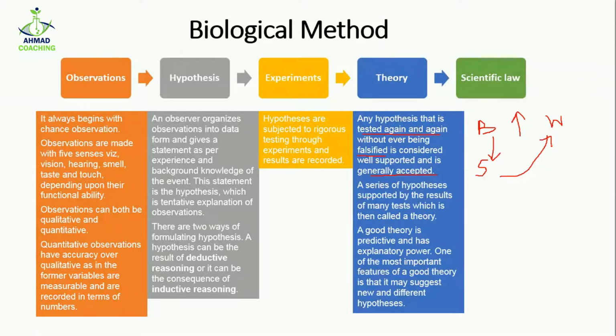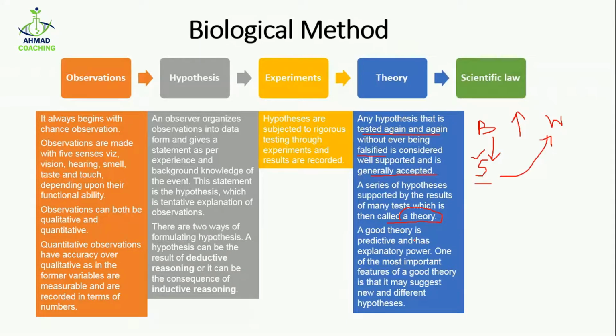If we test this hypothesis again and again, and in the end this hypothesis is not falsified, it means that nobody can falsify it. It means that in the end this hypothesis is going to be accepted and we can say that the sparrow has wings. A series of hypotheses supported by the results of many tests is then called a theory. So if a hypothesis leads to more hypotheses, and every hypothesis is tested and is not falsified, then that is going to make a theory.